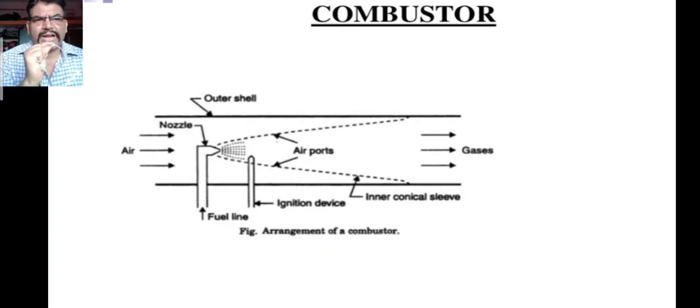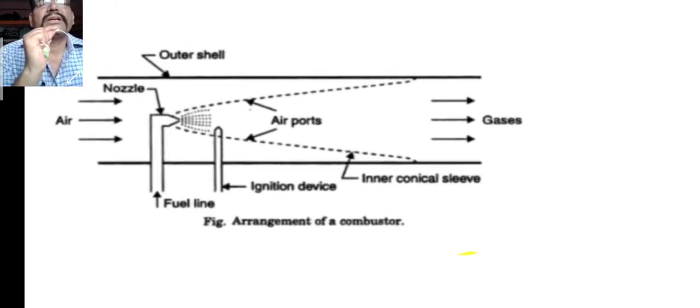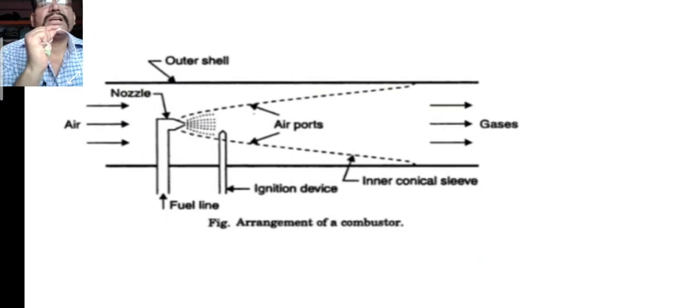Now the next part, the combustor. Combustor is nothing but the combustion chamber. You can see the diagram of how the hot air gets into the nozzle, and with the outer shell you can see inside of it how the nozzle sprays the air on the combustion chamber after supplying the fuel into the combustion chamber.